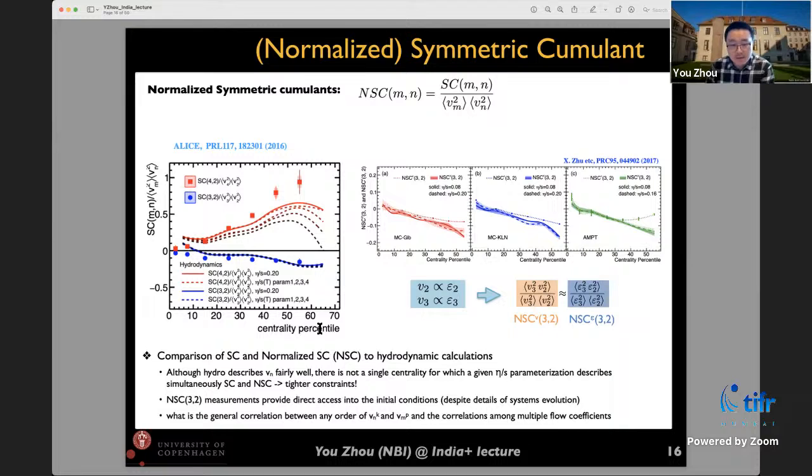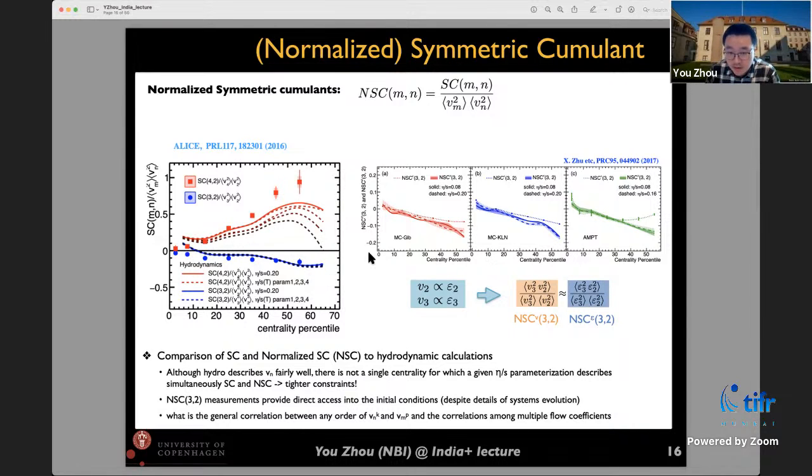Okay. So that really means that with this new idea of symmetric cumulant, we can strongly constrain the viscosity as a function of temperature for the quark-gluon plasma. And then the other part is the blue one, the correlation between V2 and V3. And you can find that it is actually insensitive to the eta over s as a function of temperature. So it doesn't matter what the eta over s of the quark-gluon plasma is, the correlations are the same. And then what's going on?